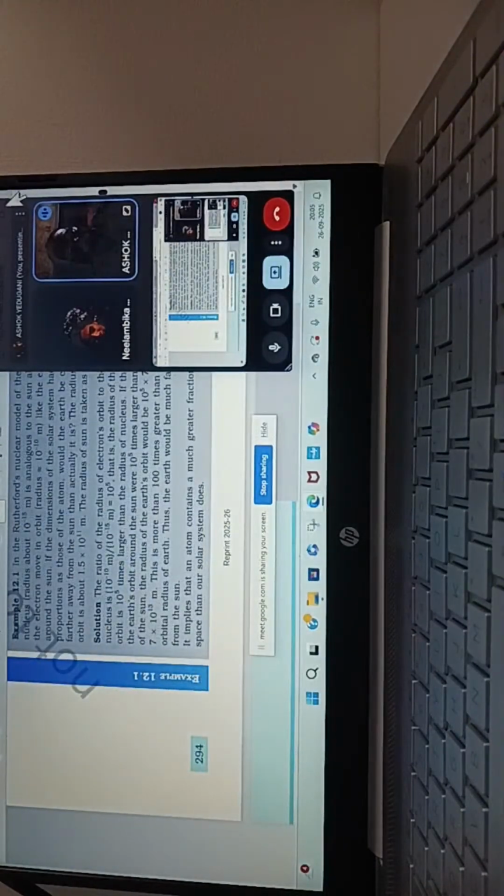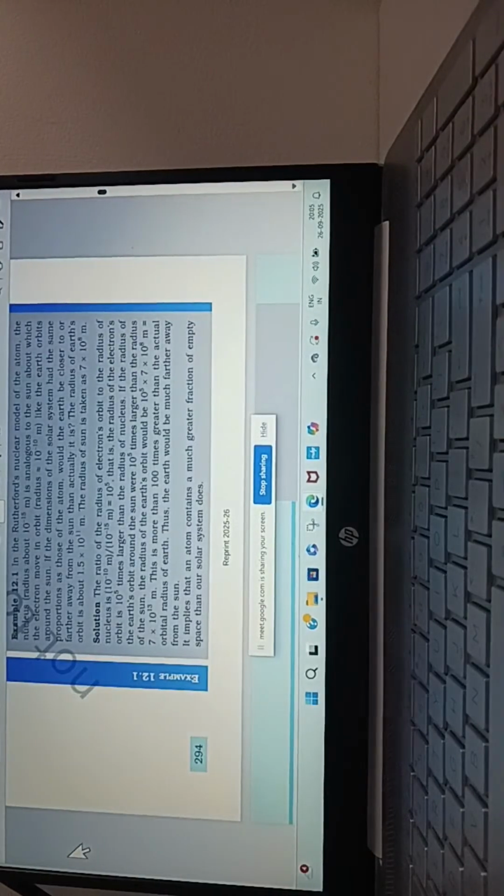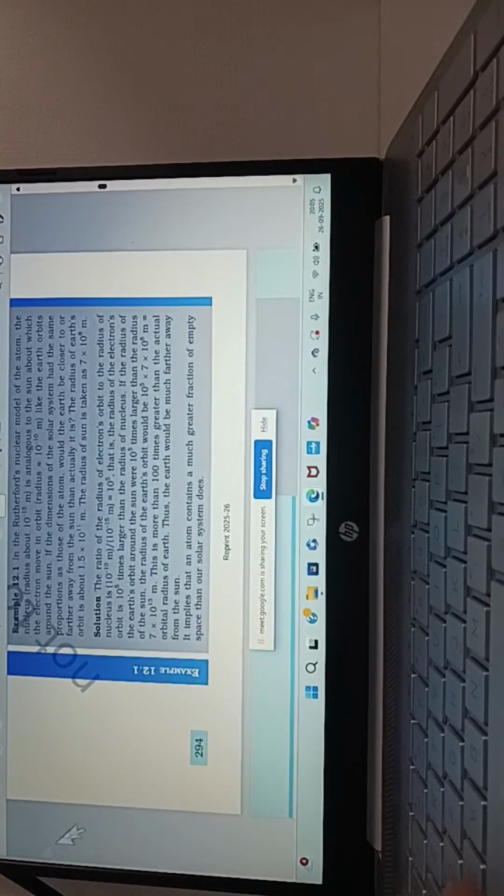Okay, this is the question, isn't it? Here, first you have to take electron distance orbit. How much is it? I just write here simply E divided by nucleus, which is 10 to the power of minus 10 divided by 10 to the power of minus 15. Correct? How much will it come? 10 to the power 5. Very good. Now, similarly, Earth radius and radius of the Sun.